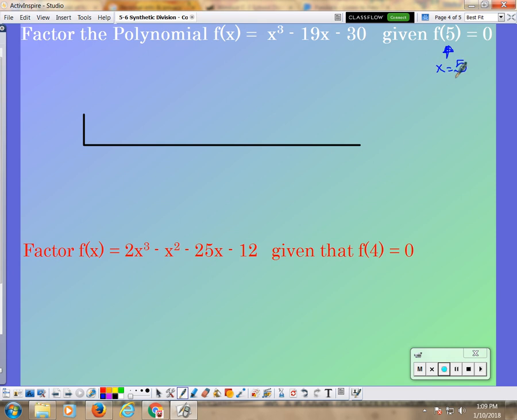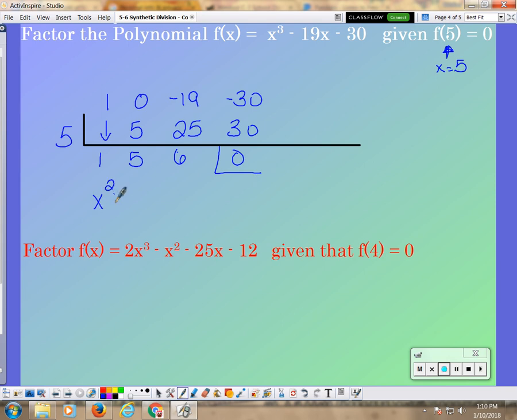So I'm going to put a 5 on the outside, and I'm going to take my coefficients. So my x cubed is a 1. I have no x squared term, so that's a 0. My linear is a negative 19, and then I have a negative 30. I'm going to bring down the first term, multiply, add them, multiply, add them, multiply, add them. Since I have no remainder, because it has a 0 in the end, then that means I'm going to write it.